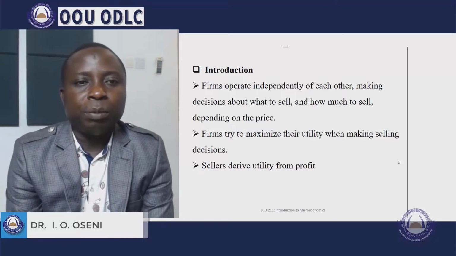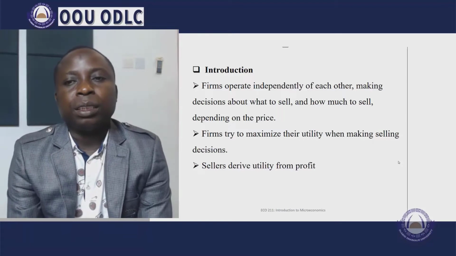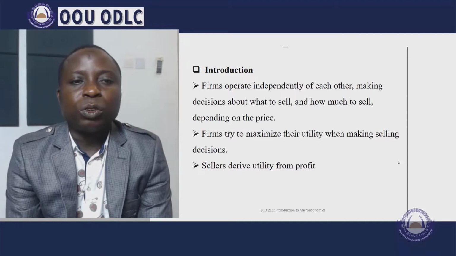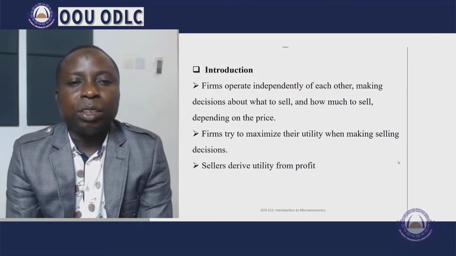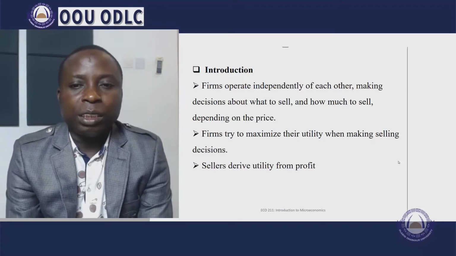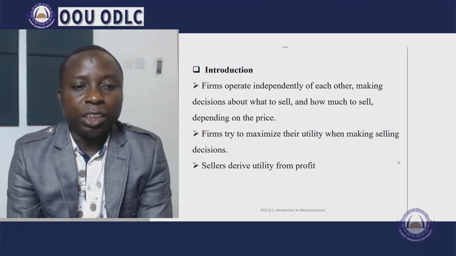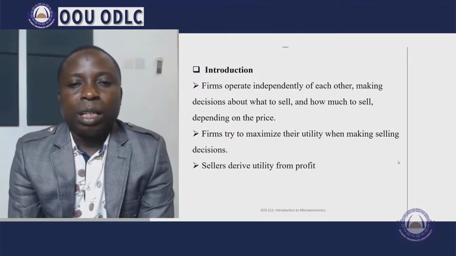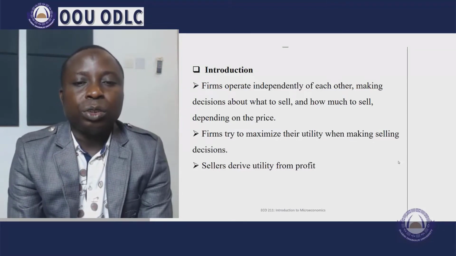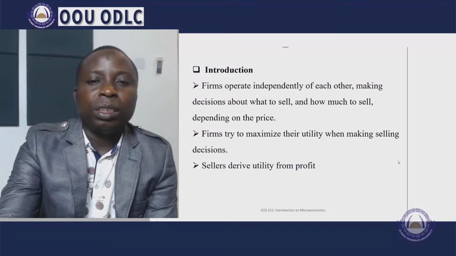As we know, firms operate independently of each other, making decisions about what to sell and how much to sell depending on the price. Firms try to maximize their utility when making selling decisions. And as a result, sellers derive utility from profits they make.